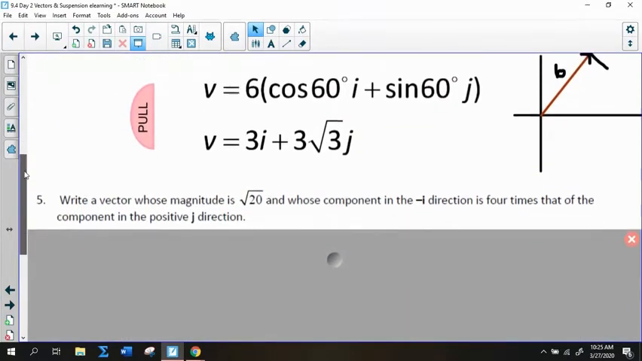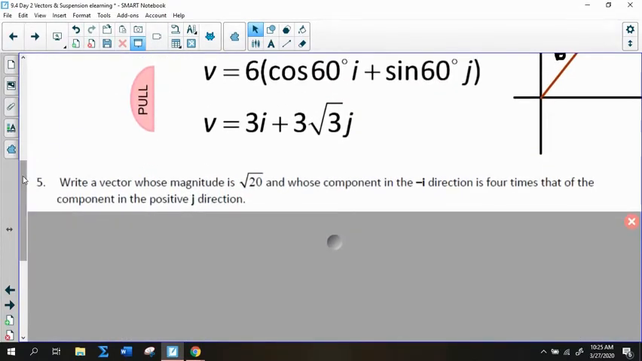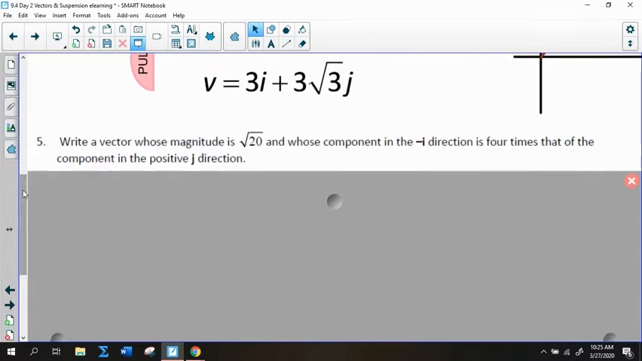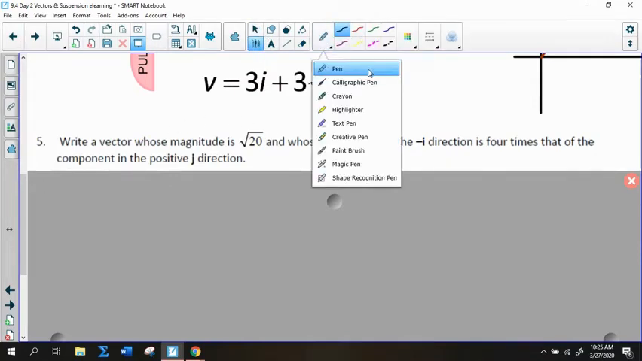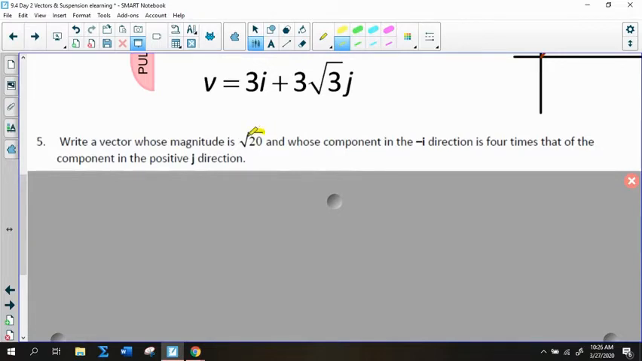All right, this is one of the harder ones we do. The students tend to struggle with this, and there is one like this on the test and maybe even on the final if I'm remembering correctly. So make sure you're writing this down well. So you've been given this magnitude of 20. So you've been given the length and you've been told a little bit about the components, but not their values. You've just been told that the component in the negative i direction is 4 times that of the component in the positive j direction.